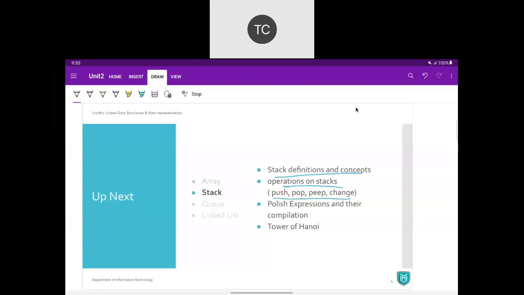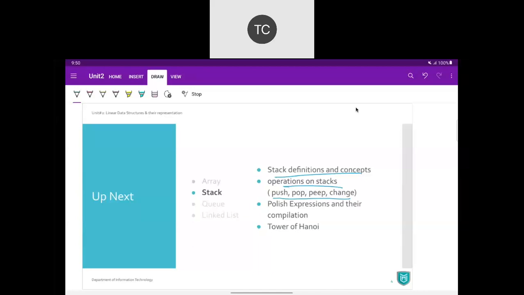Push is nothing but insert. अगर आपको एक डेटा स्टैक के अंदर इंसर्ट करना है तो इट इज कॉल्ड पुश. अगर स्टैक में से कोई डेटा निकालना है तो इट इज कॉल्ड पॉप. Okay, if you want to display your entire structure, display. If you want to change a particular element, change. If you want to check whether your stack is full or not, is full. एक फंक्शन बनाएंगे, एक ऑपरेशन. Similarly is empty.